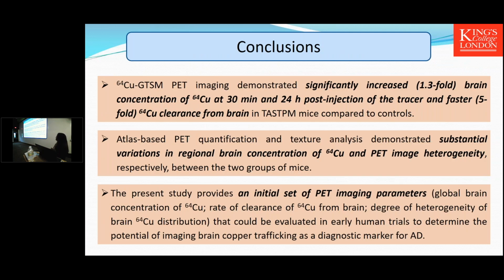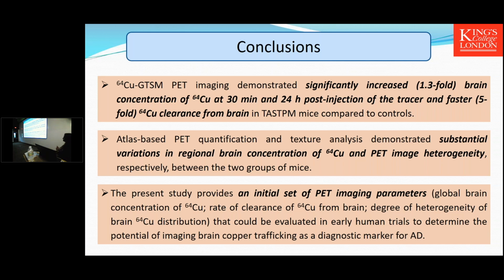To summarize, with the copper-64 GTSM PET imaging, we were able to demonstrate a significantly increased brain concentration of copper-64 uptake at 30 minutes and at 24 hours post-injection of the tracer in our TAS-TPM animals, and also faster clearance of the copper from the brain in the disease model compared to the control. The atlas-based PET quantification and the texture analysis both demonstrated substantial variations in the regional brain concentration of copper-64 and PET image heterogeneity, respectively, between the two groups. So both were in agreement with each other, but in different ways.